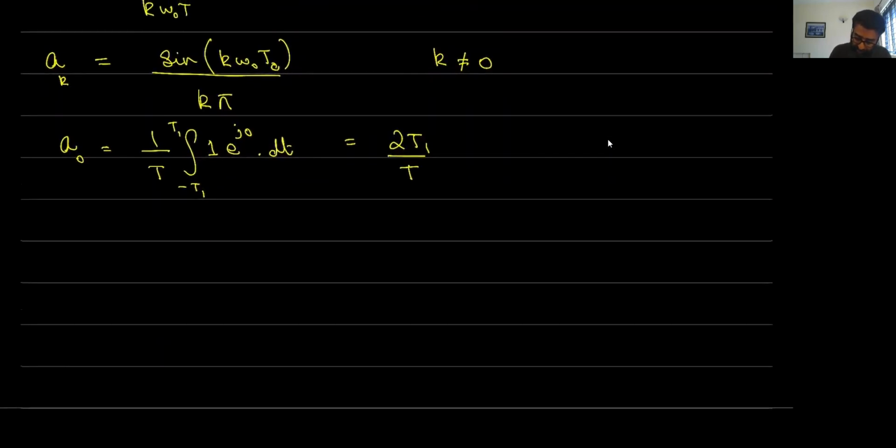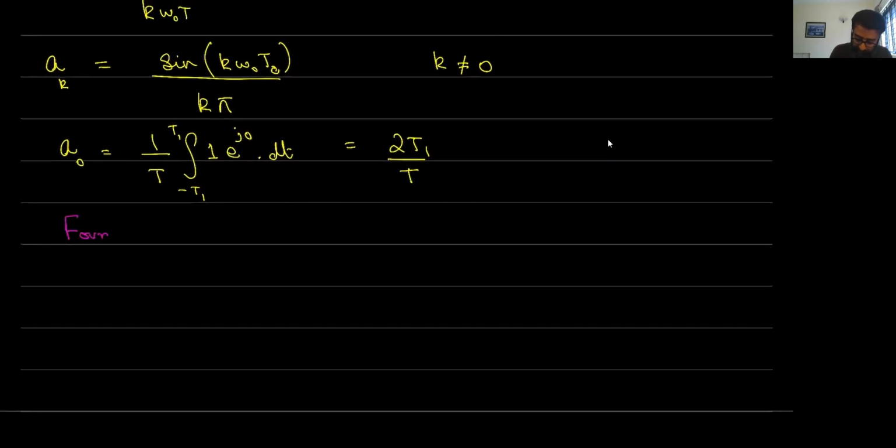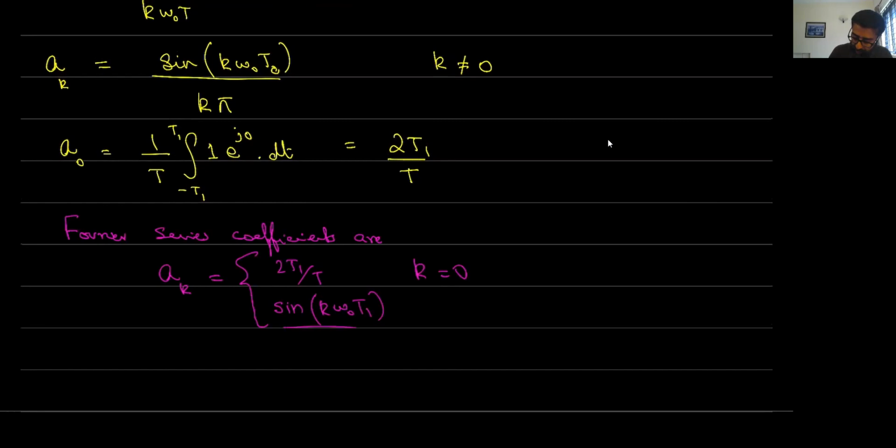So the conclusion is the Fourier series coefficients, the a_k's, are equal to 2t1 upon T whenever k is equal to 0, and equal to sine k omega naught t1 upon k pi whenever k is not equal to 0. So that's it.